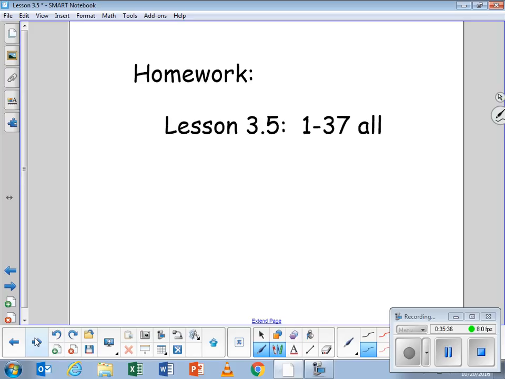So here's your lesson. You should have a good example what to do. There's more examples in the book. Work in your group on it.